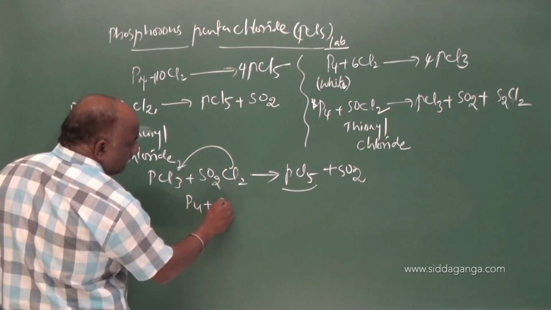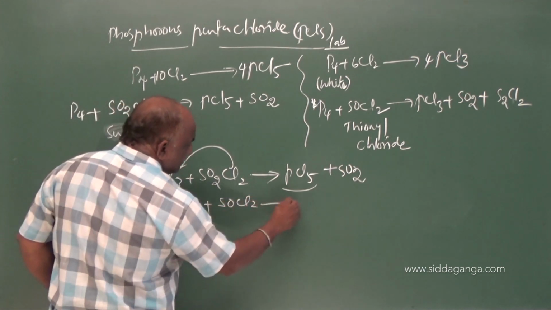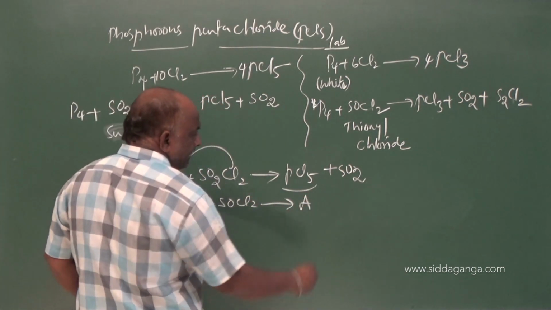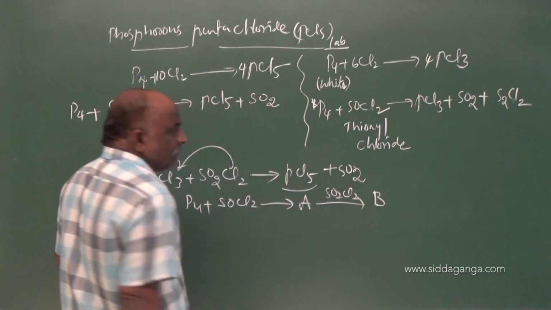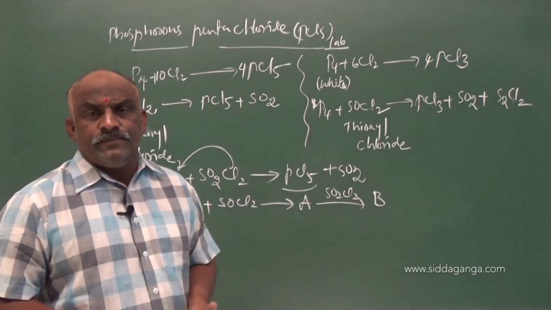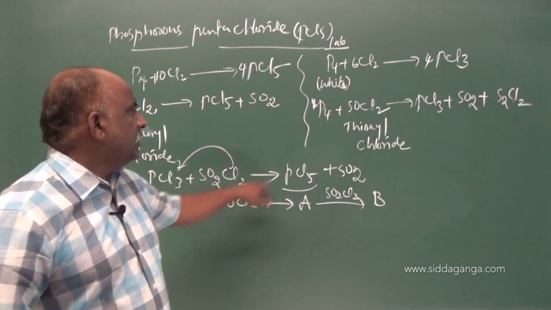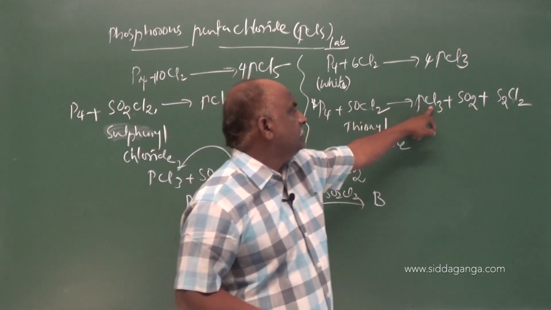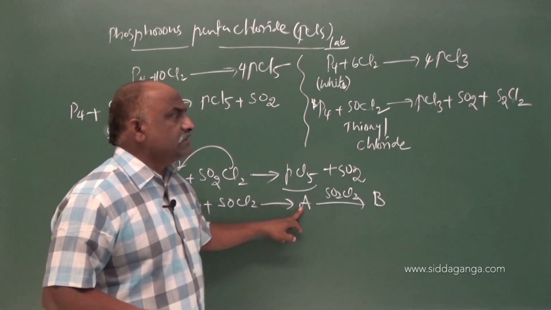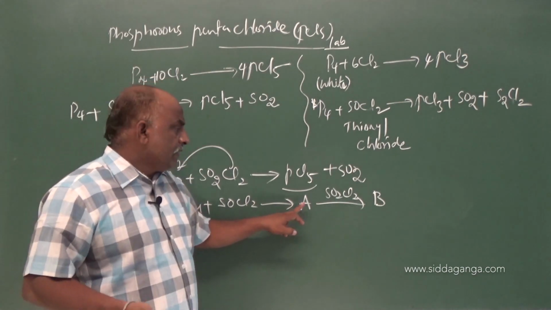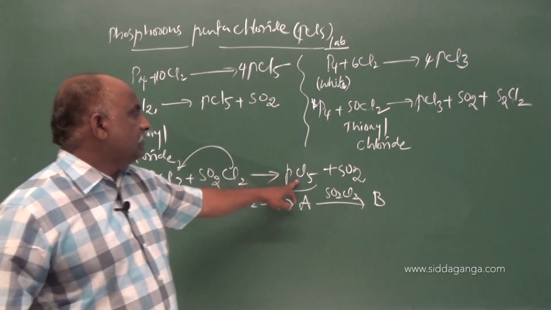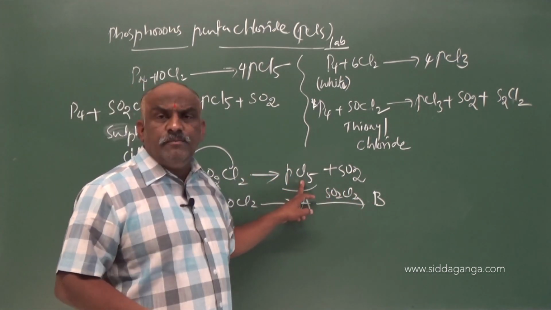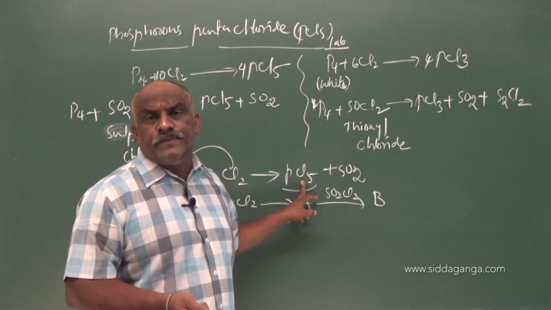See this: P4 plus SOCl2 gives rise to A. A is treated with SO2Cl2 gives rise to B. What is A and B? P4 plus SOCl2 gives rise to A. What is A? A is PCl3. PCl3 plus SO2Cl2 gives rise to B. What is B? B is PCl5.